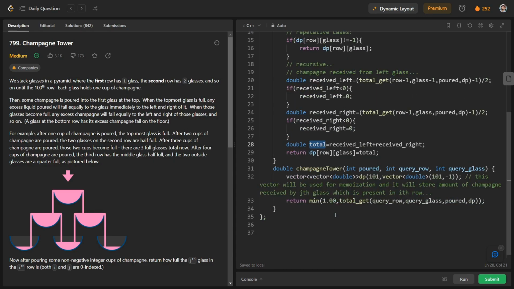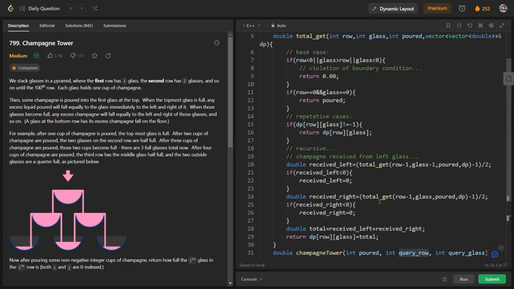Okay, and we know that each champagne glass will contain a maximum of 1 unit of champagne. So what we will do is just take the minimum of 1 and this. Okay, so that will be stored in our glass. So in this way we have solved this question.